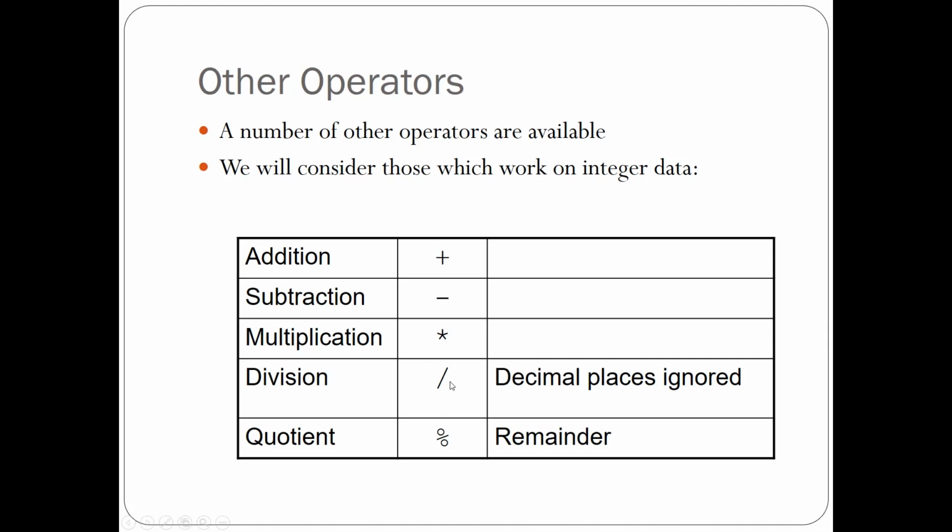On the opposite hand, we also have something called the quotient, which allows us to perform integer division, but instead of returning the whole number part, it will actually return the remainder. And later on we're actually going to look at some examples of that in use.